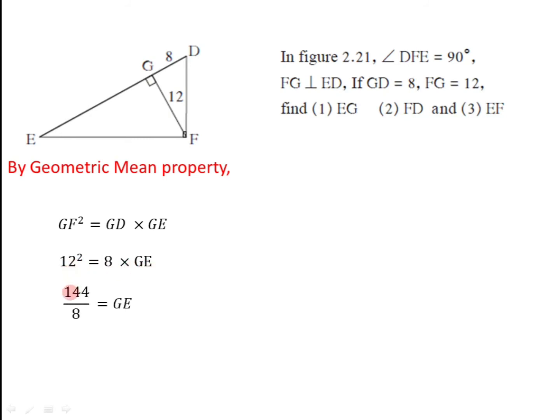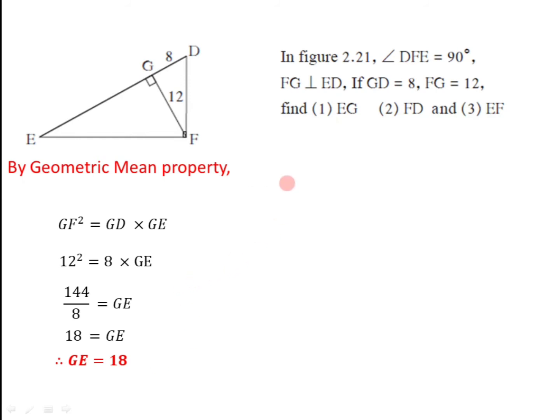So 12 square is 144. If you take 8 to the left hand side, it will be in the denominator, just to get 144 divided by 8 is equal to GE. If you divide 144 by 8, we get 18 is equal to GE. That means the length of GE, that is nothing but EG, is 18 units.